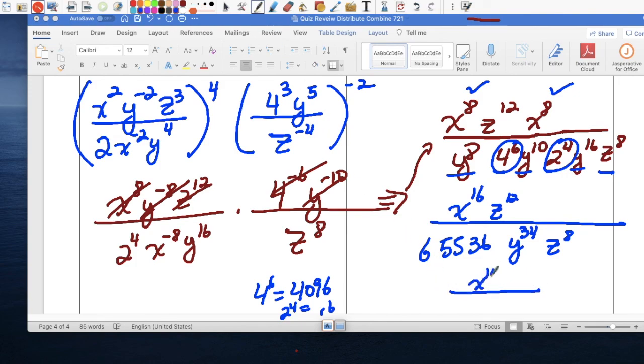X to the 16, that stays. Y to the 34, that stays. 65,536 stays. And then z to the 12 and z to the 8 just becomes z to the 4th, but on top. So that's my final answer. Let me try to write the y a little bit cleaner. So the y is to the 34th power. Okay, so let me just take a look, yeah, that goes down to the 4th power. So that's my final answer.